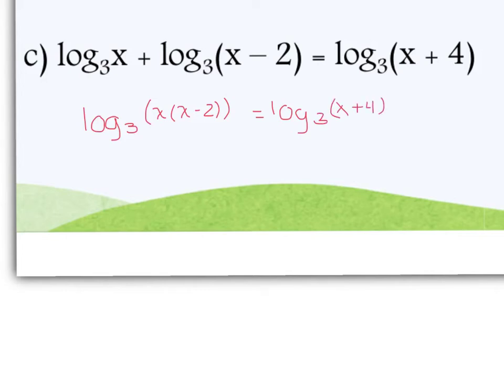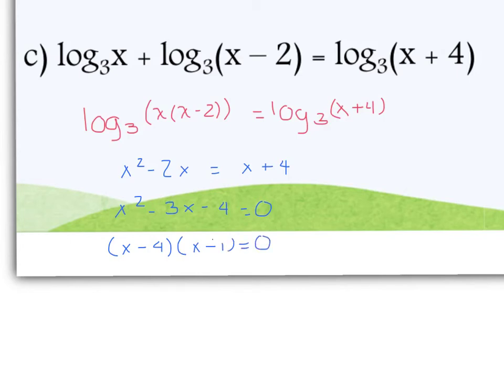Because the bases are now the same, I can go ahead and equate these components to each other. So we can say, distribute: x squared minus 2x is equal to x plus 4. Now I can bring everything to one side: x squared minus 3x minus 4 equals 0, and factor. We're going to get (x minus 4)(x plus 1) equals 0. Our solutions are x equals 4, x equals negative 1.